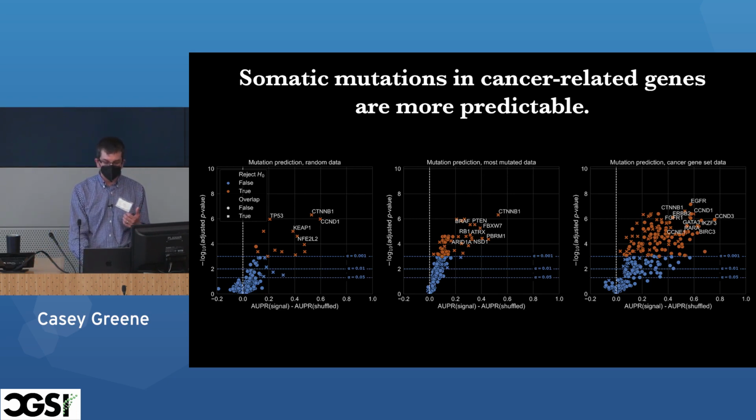And so what this is comparing here, this is if you just pick 268 random genes. This is if you pick the most mutated genes. This is if you pick this curated set of genes. You know, how many of those are predictable based on, in this case, gene expression data alone. And you can see that as you enrich for cancer-related genes, where you would expect there to be a cancer-related signal, more of those genes are actually predictable. So these somatic mutations in the cancer-related genes are more predictable than in random genes.